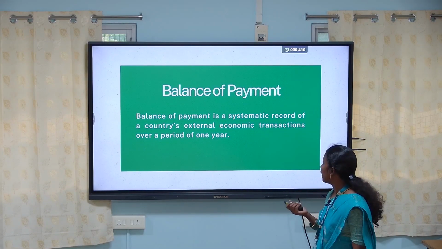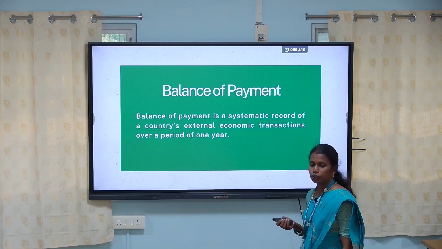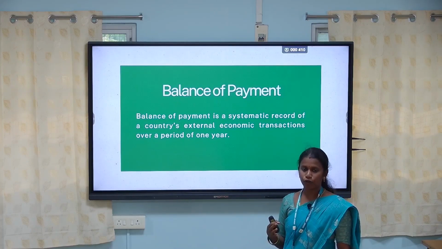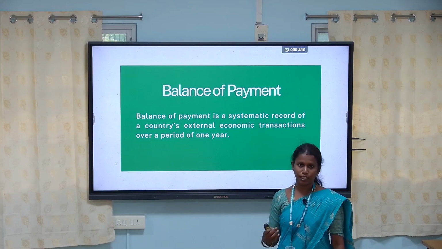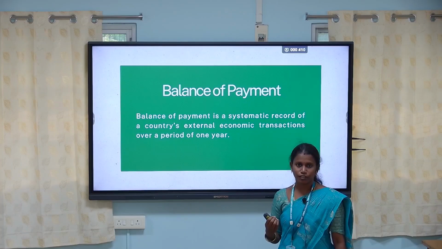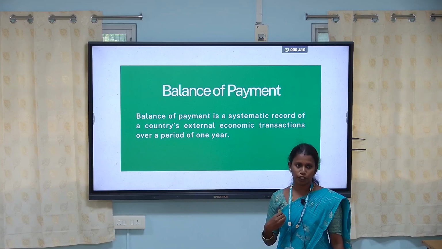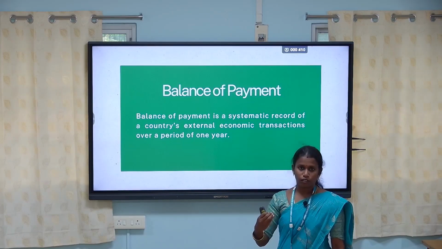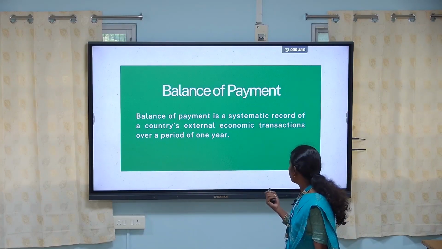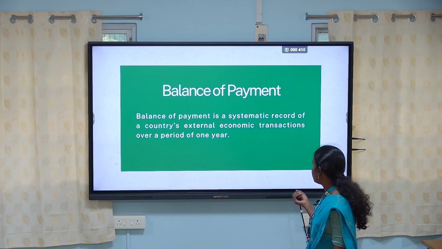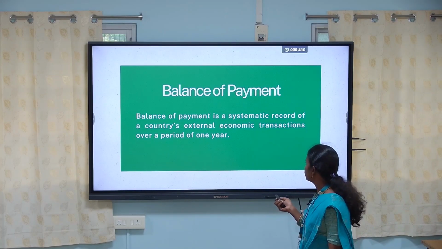Let me see the balance of payment account. It's nothing but a systematic record of a country's internal and external transactions. That means we are exporting and importing goods and services from beyond the boundary. So it records all the transactions over a period of time. That means it's one year.